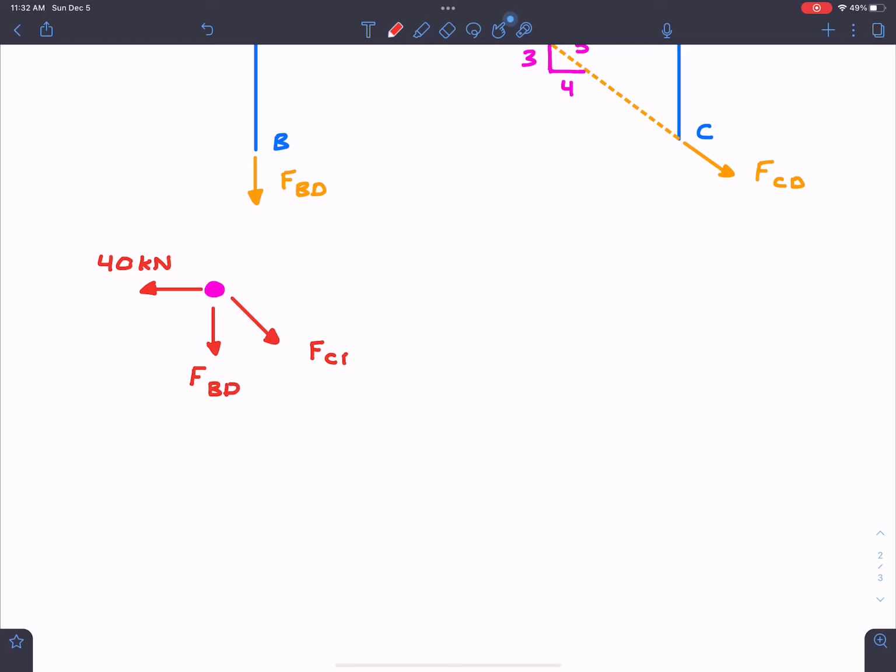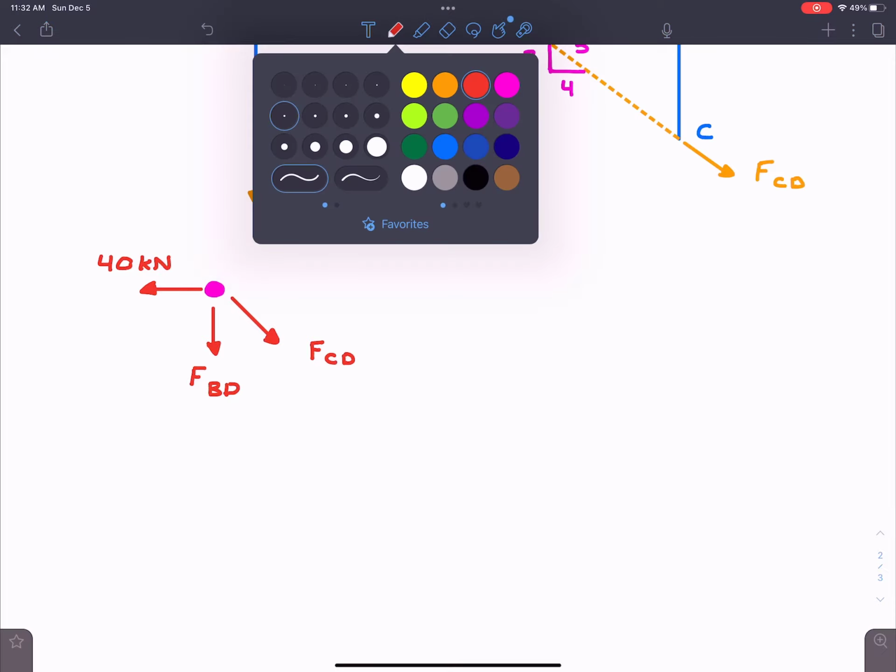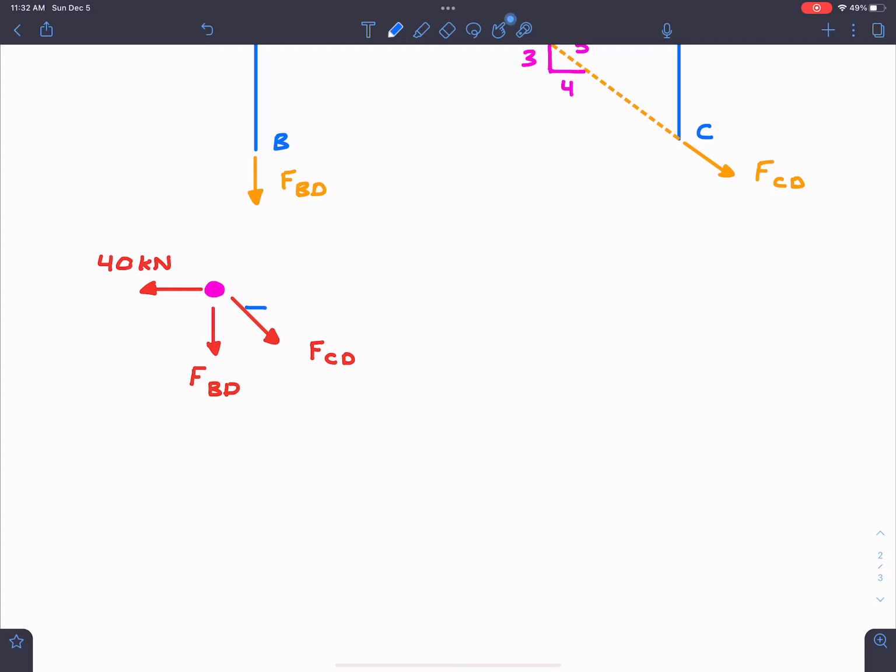So again, these were just assumed directions. We don't know if they're correct. And what's nice is we now know the inclination of FCD. So it's going to be 5 on this side, it's 3 high, and it's going to be 4.